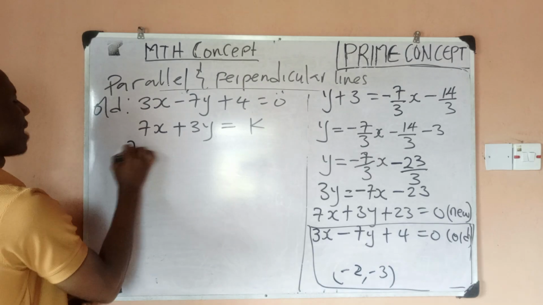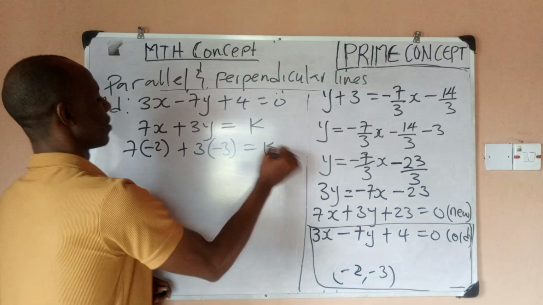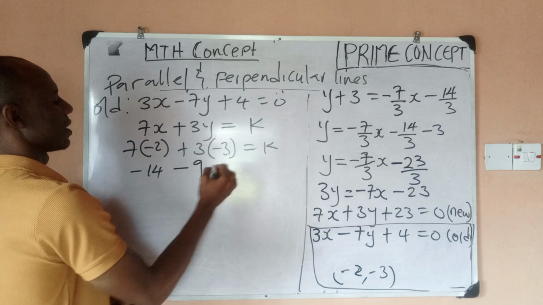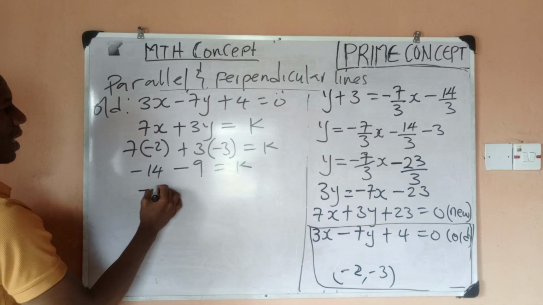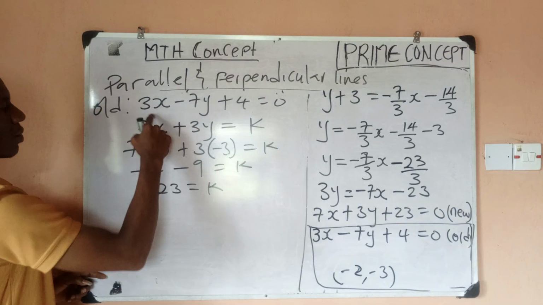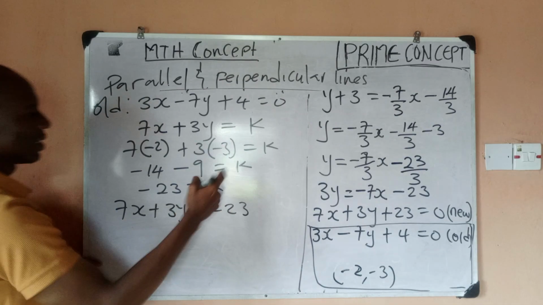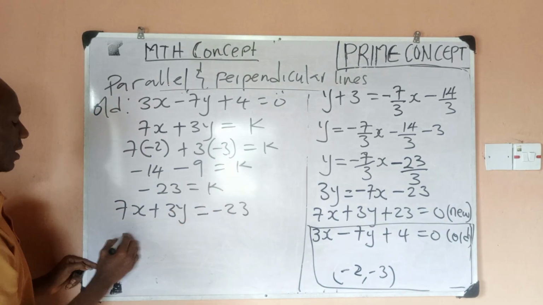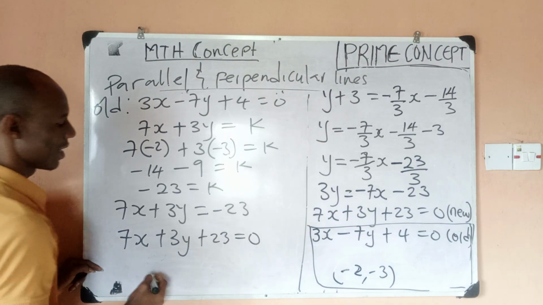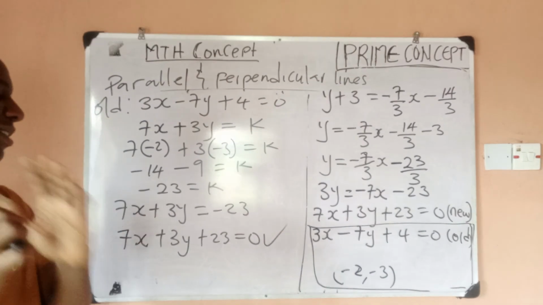So if I put that, I have 7 into minus 2 plus 3 into minus 3 equal to the constant k. This will give me minus 14. This would give me minus 9. So this would give me minus 23 equals k. So if I go back and replace k, I will then have 7x plus 3y equals minus 23. If I push this here, I would have 7x plus 3y plus 23 equals 0. And this is the answer which we got before as our new equation. So compare them. You see that it's giving us what?